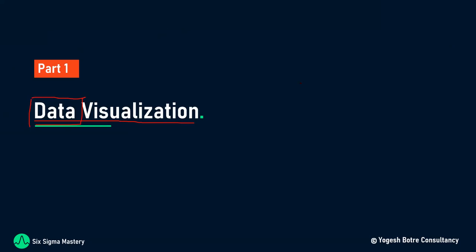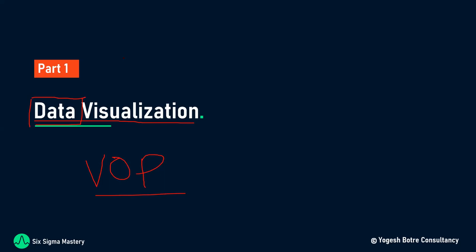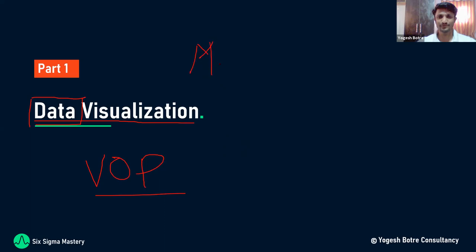Voice of the process. Okay, voice of the process. Too technical a term, but yes, voice of the process is the data. What else? Putting it in simple words, what does data mean? Observations. Great, an observation is data. Collection of facts. Measurable information which will help to take action. Measurable information. Great.